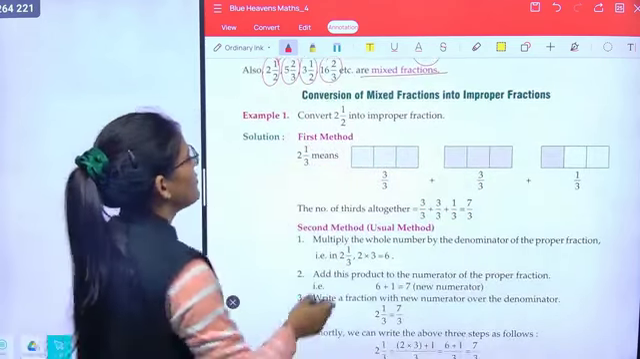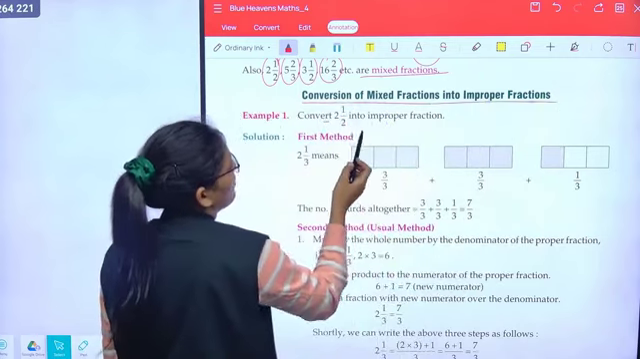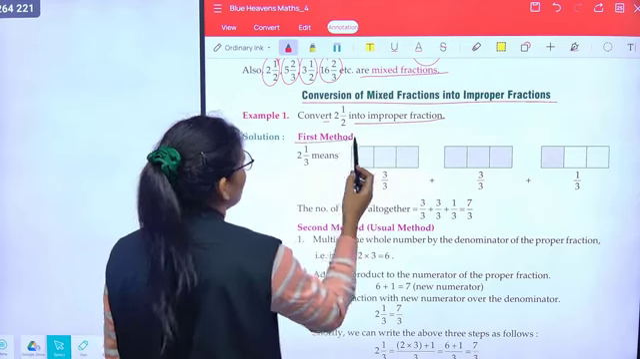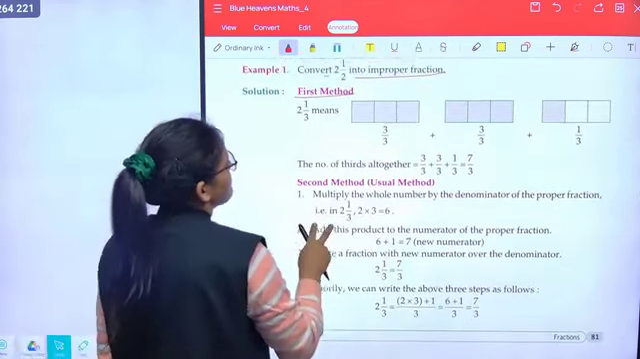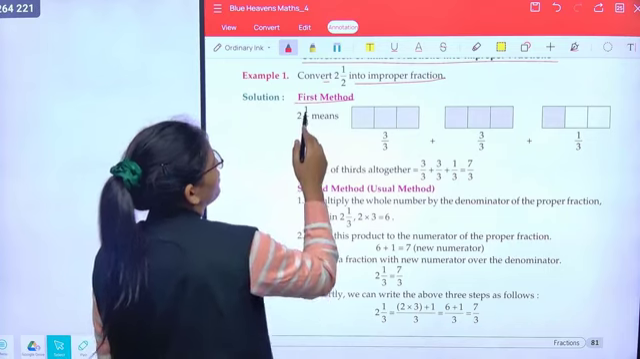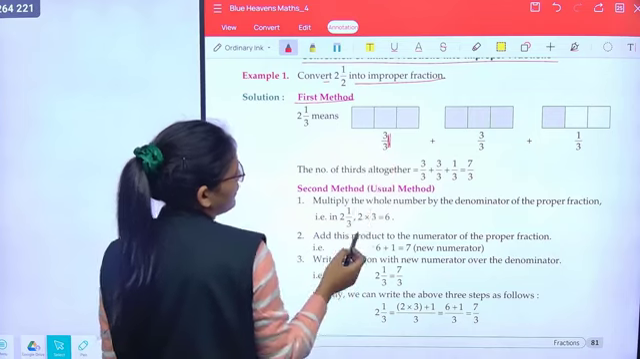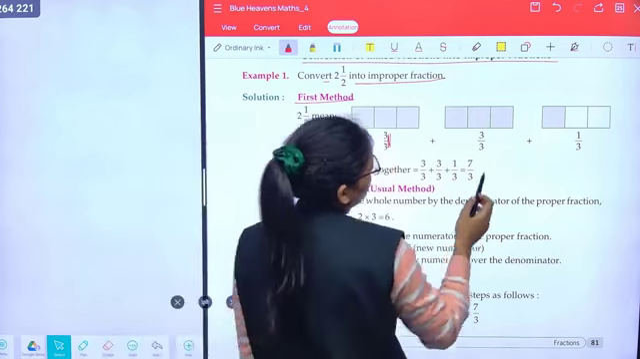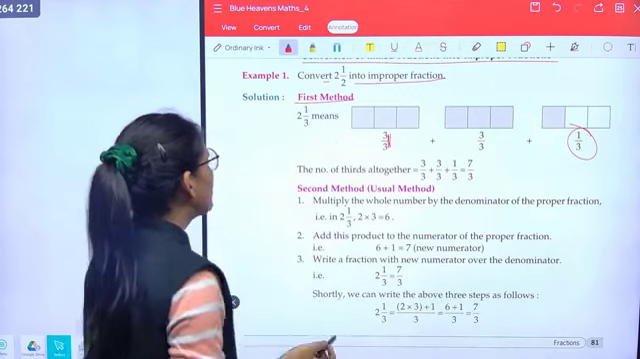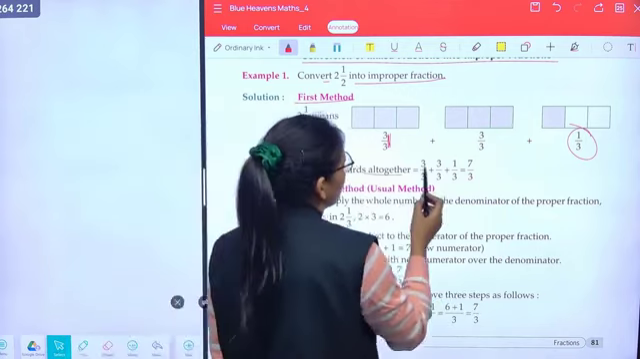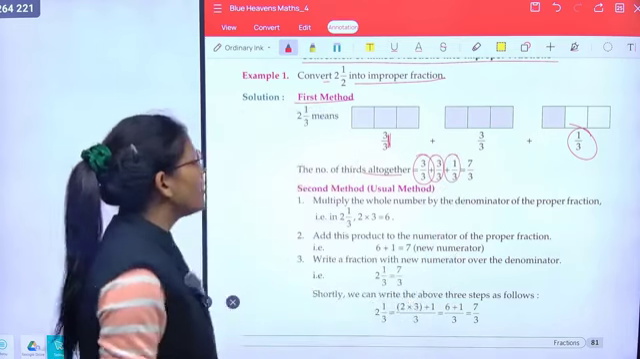Now conversion of a mixed fraction into an improper fraction. Now convert 2 1 upon 3 into an improper fraction. First method. 2 1 upon 3 means 3 by 3, 3 by 3 and 1 by 3. Okay. Now the number of thirds altogether: 3 by 3, 3 by 3, 3 by 3 means 7 upon 3.